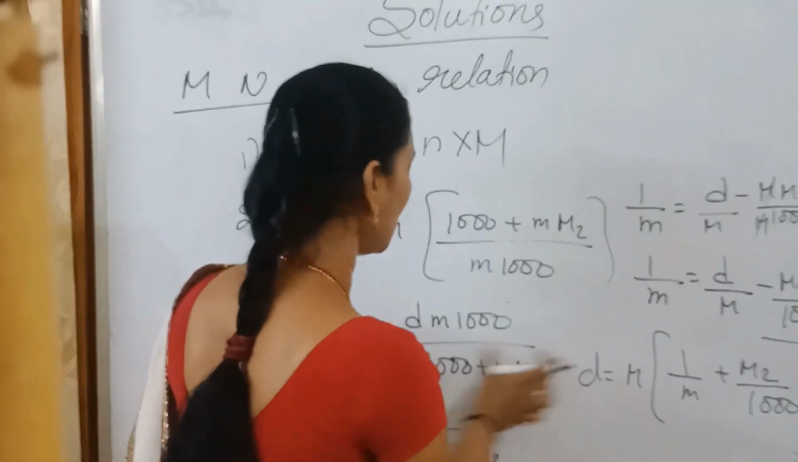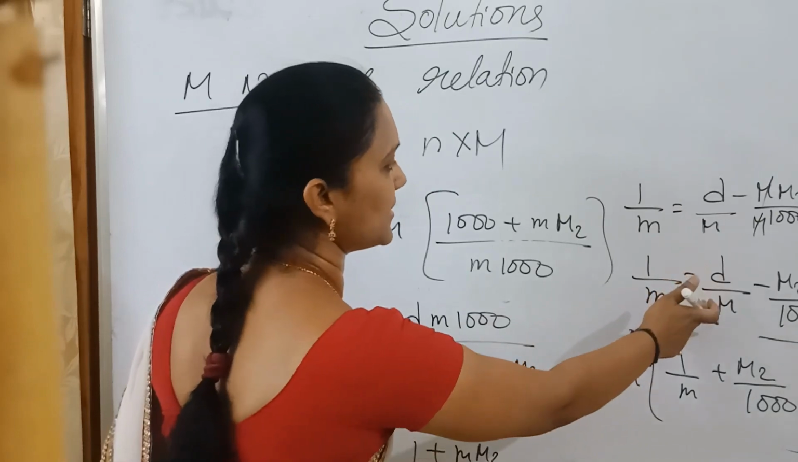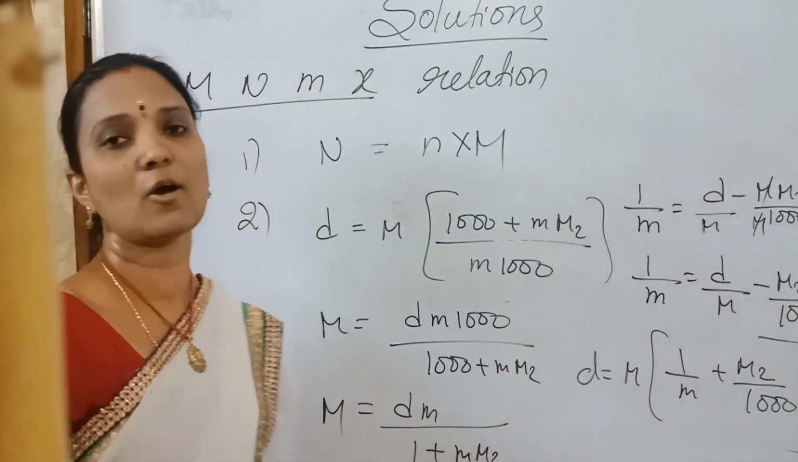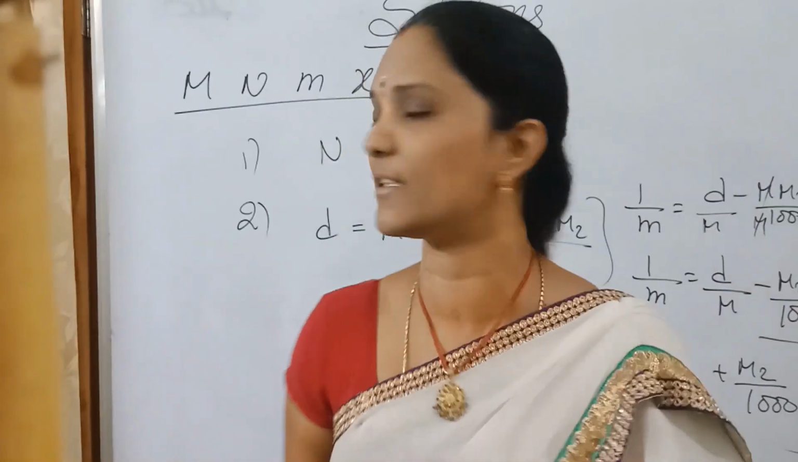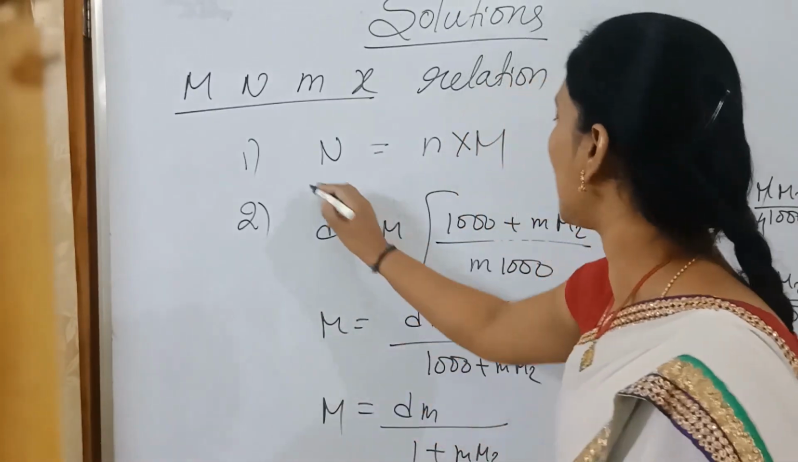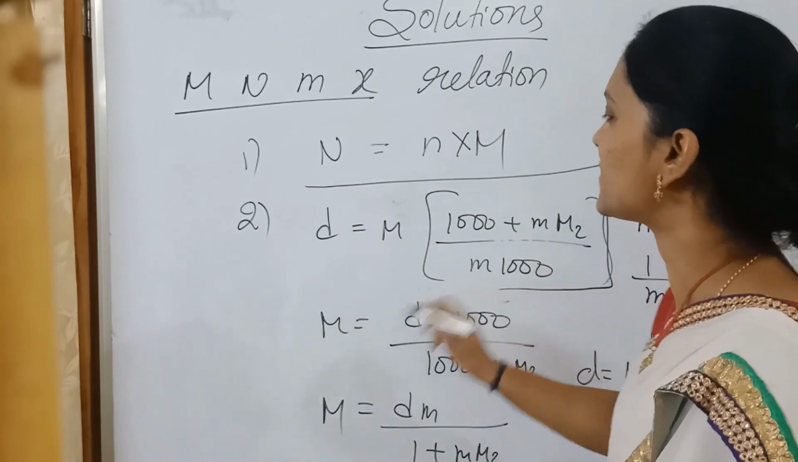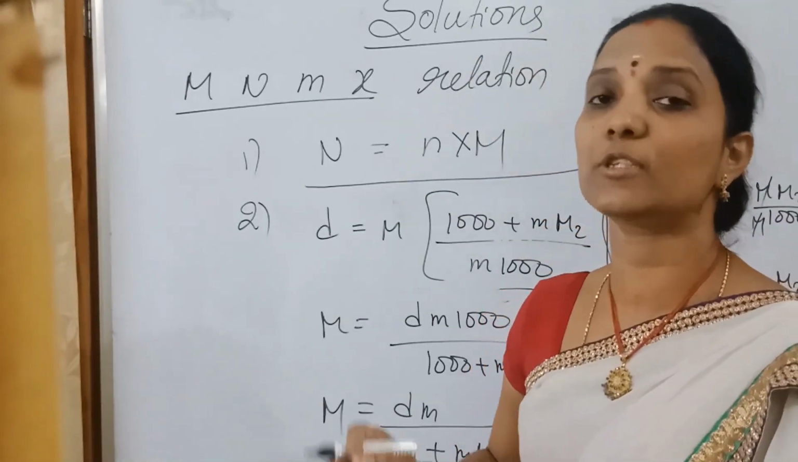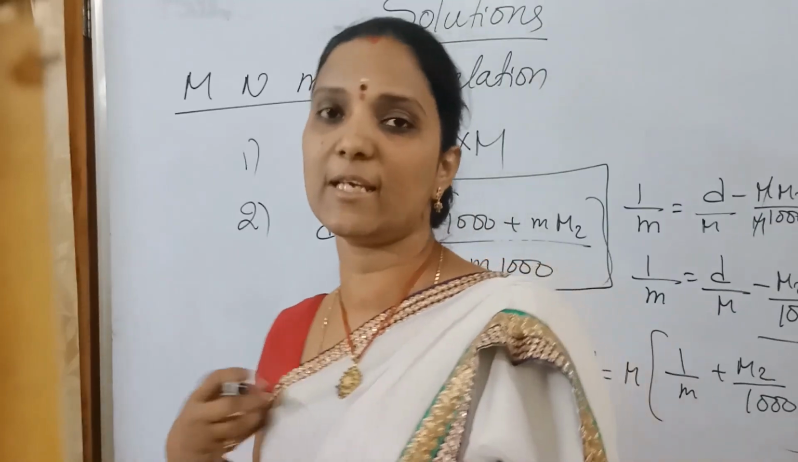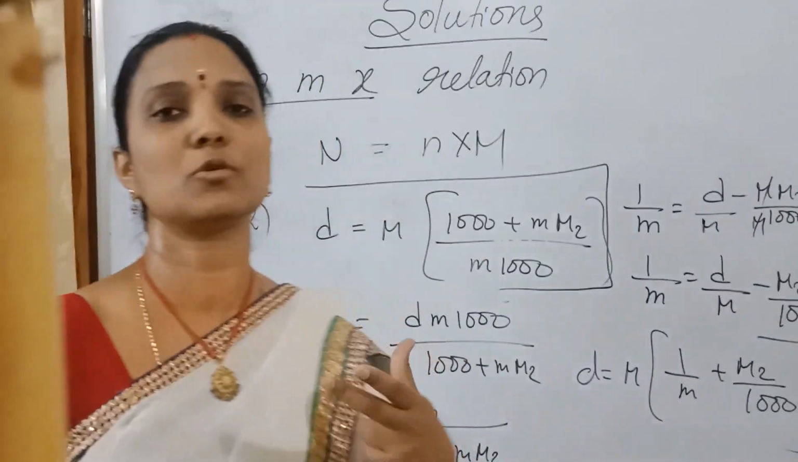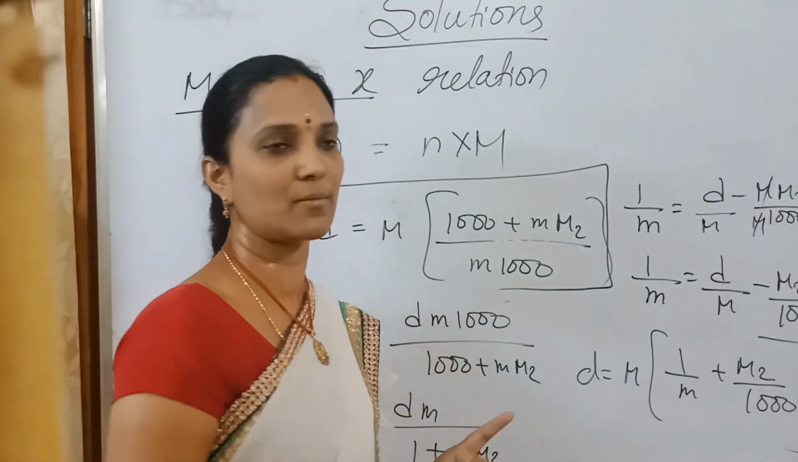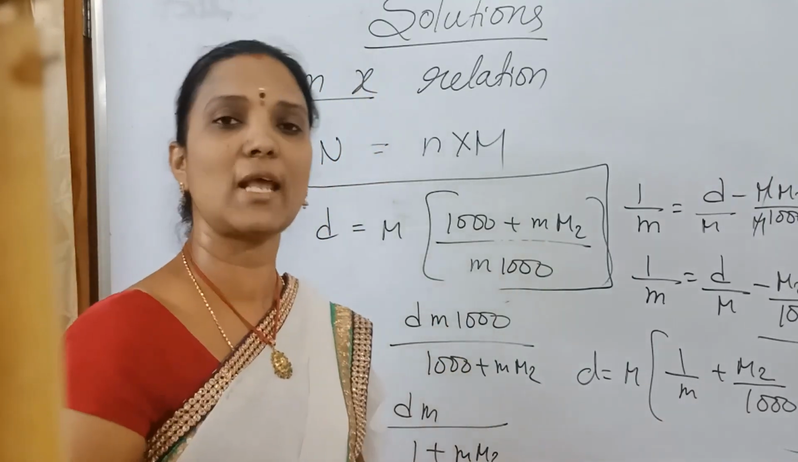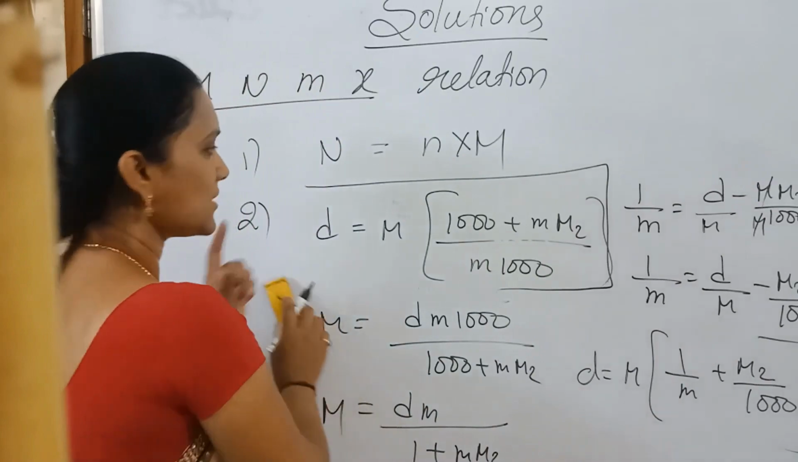Otherwise the option is like this, or this type, or like this, with different chances. Any option given, you just simplify it, and after simplification we will get the answer. Anyhow, for solving problems, we use the formula M = 1000 m / (1000 d - m M2). To solve the problems we use that formula only. But in options there may be a relation between molality and molarity. This is the second one.